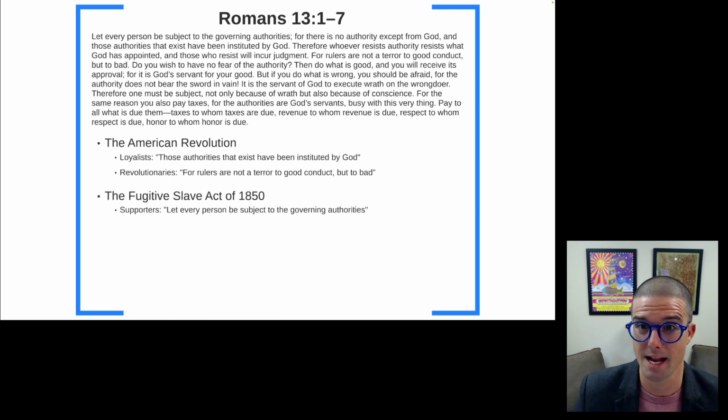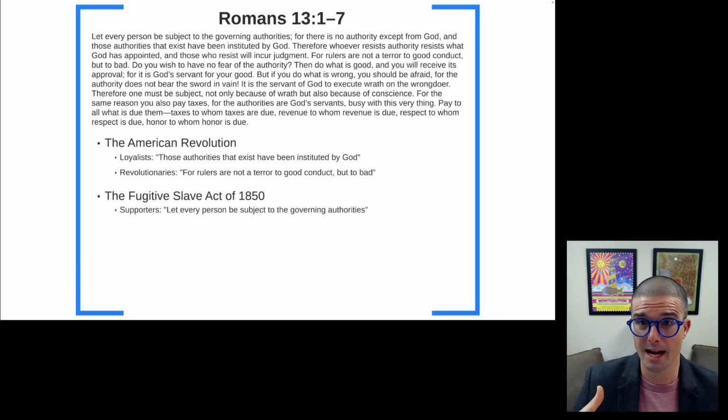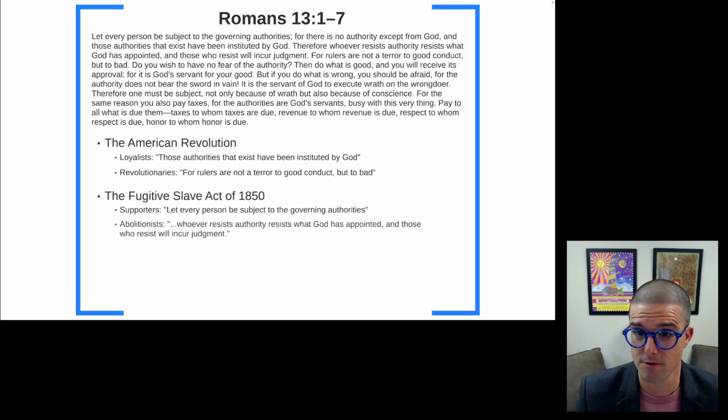So because there was an act, because there was official government word about what persons ought to do with respect to runaway slaves, supporters of the Fugitive Slave Act and those who were anti-abolitionists would suggest that because this act was enacted by the governing authority, every person must be subject to that governing authority and must not harbor fugitive slaves.